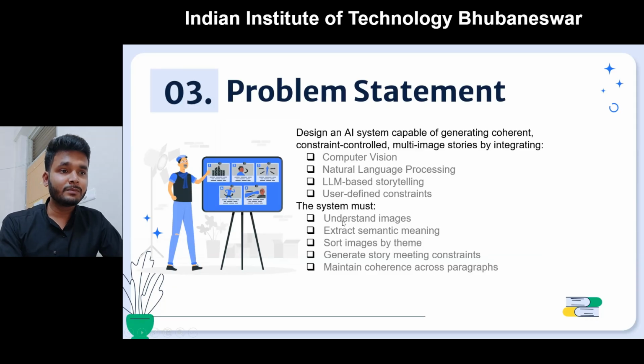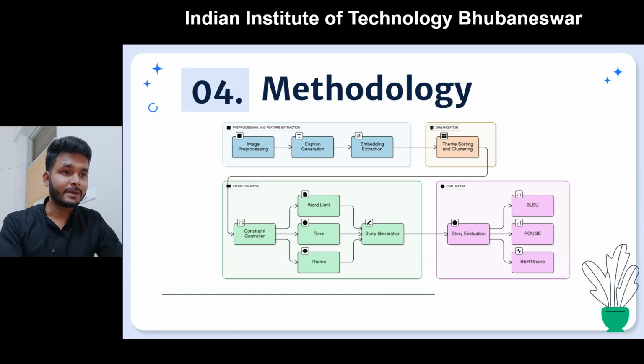What the system will do: first understand the images and extract the theme and the semantic meaning, like what the image is trying to say, which is done by captioning. Sorting images means we will have multiple images, and we will select images in different categories, and generate a story meeting the constraints, the tone of the story, like inspirational stories and sci-fi stories, and maintain coherence across the paragraphs.